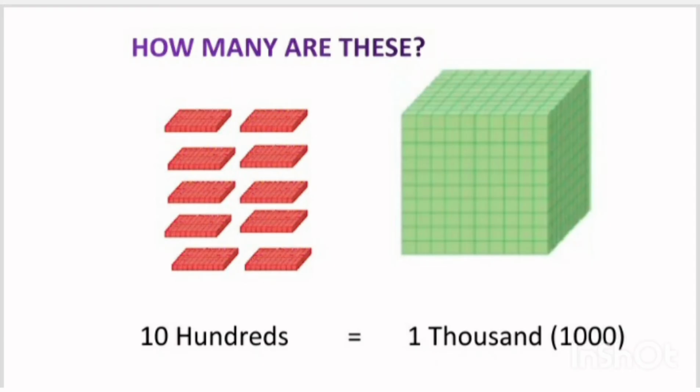Coming to the next slide, you can see that 10 hundreds are given. So when you combine all the 10 hundreds, you will be able to form a cubical box-like structure, shown here in green shade. So that is 1000.